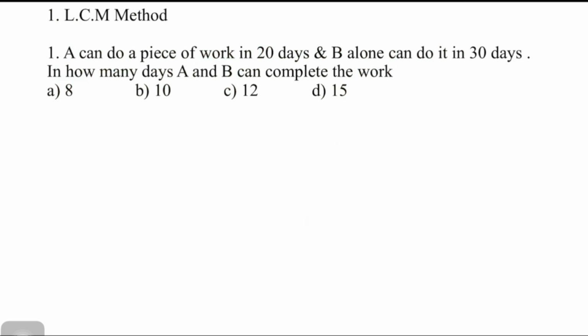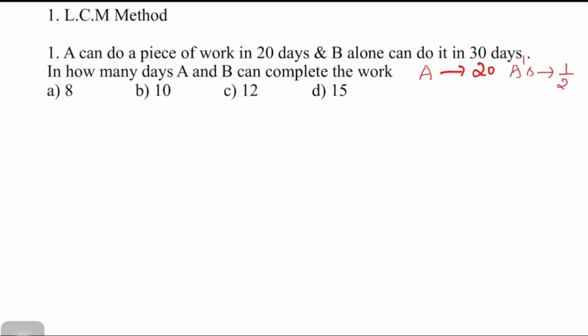So the first problem: A can do a piece of work in 20 days and B alone can do it in 30 days. In how many days can A and B complete the work? Okay. So traditionally, how do we do that? If A can do a piece of work in 20 days, then A's 1 day work is how much?